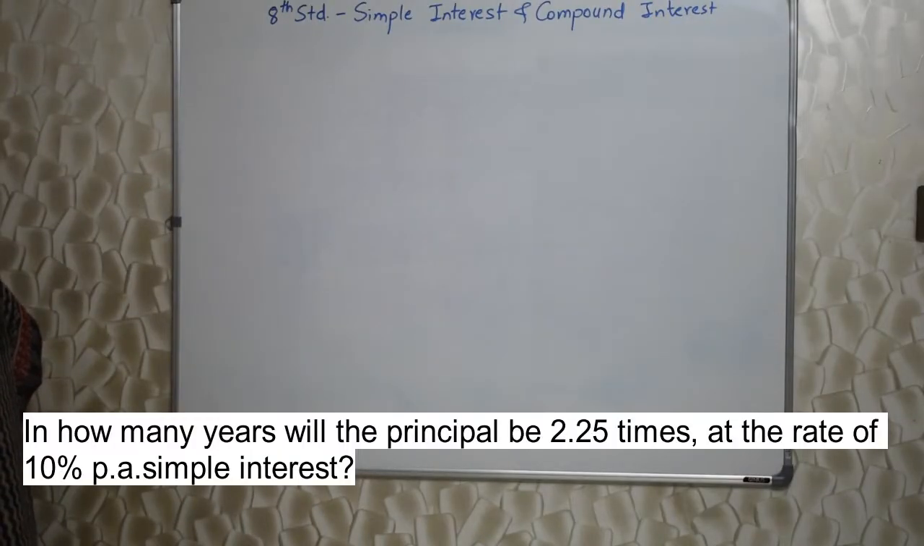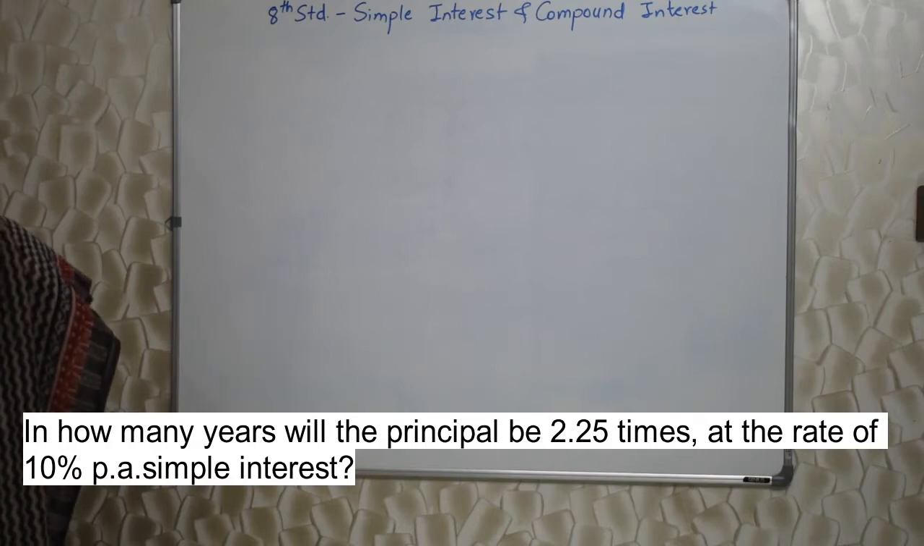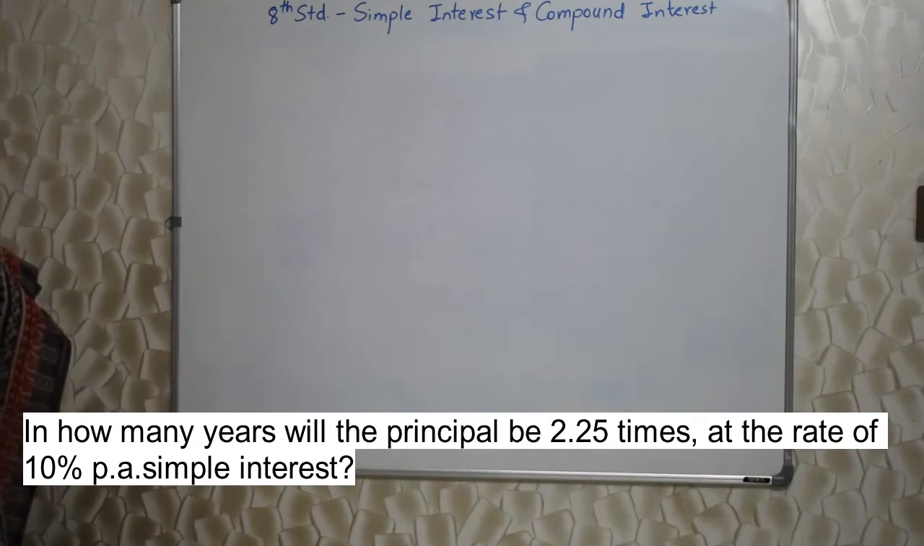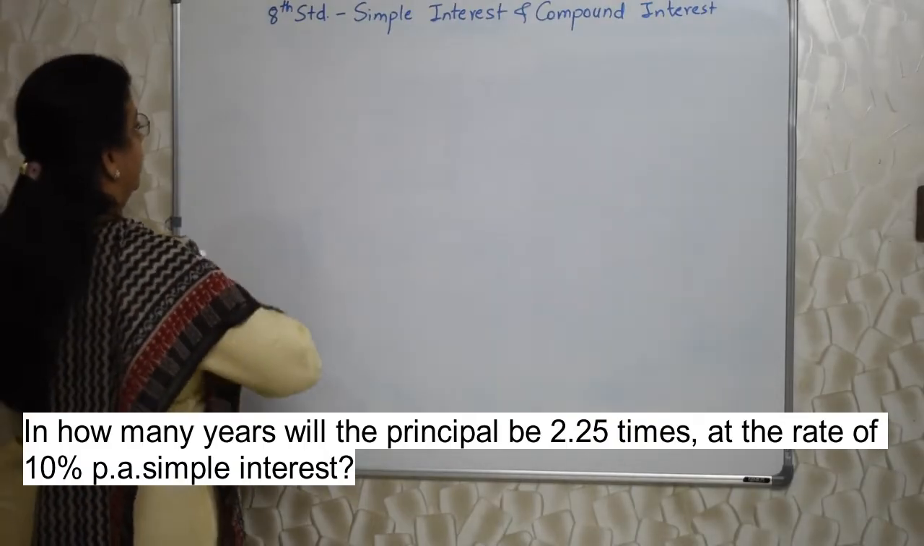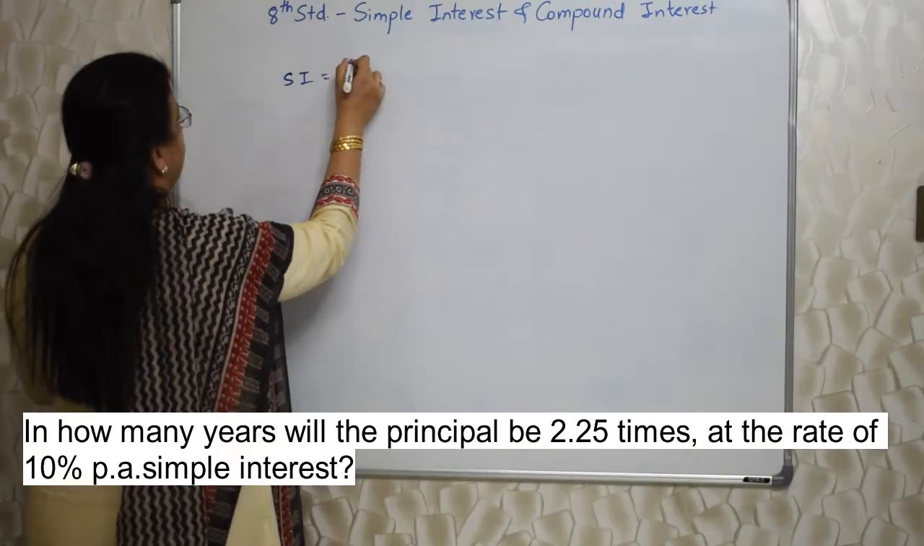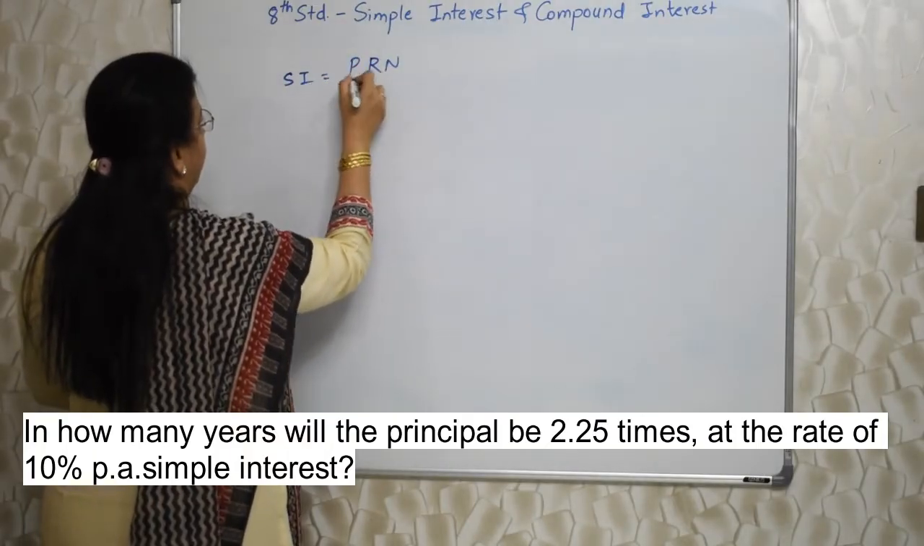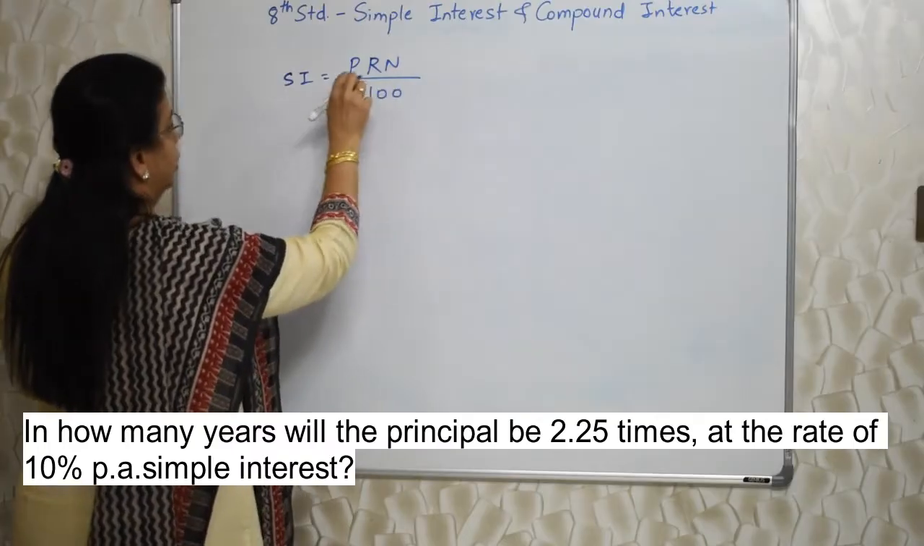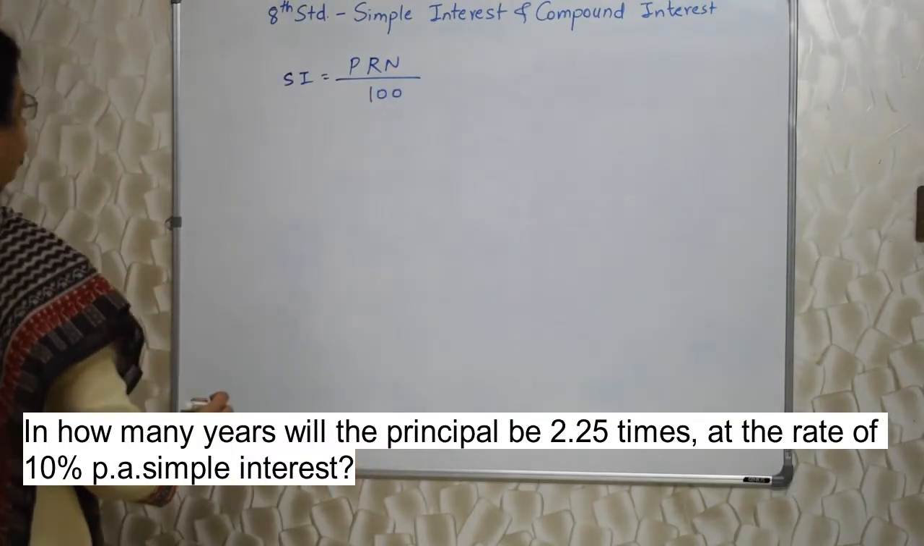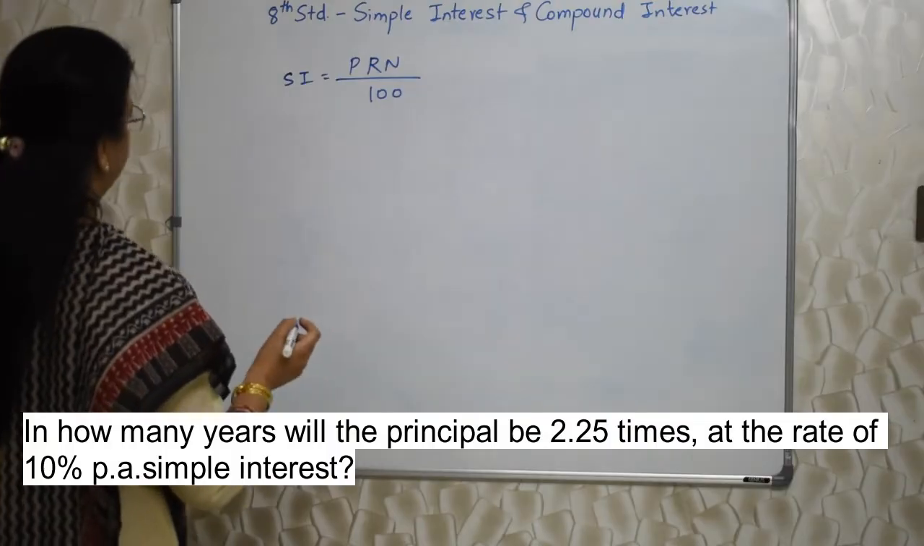In how many years will the principal be 2.25 times at the rate of 10% per annum simple interest? Basically, this is a sum of simple interest. They have not given us principal, neither they have given us interest. Okay, and they are telling us to find out n. See, simple interest formula is PRN or PNR, whatever, upon 100. The order of these variables does not matter actually, because they are all multiplied with each other.